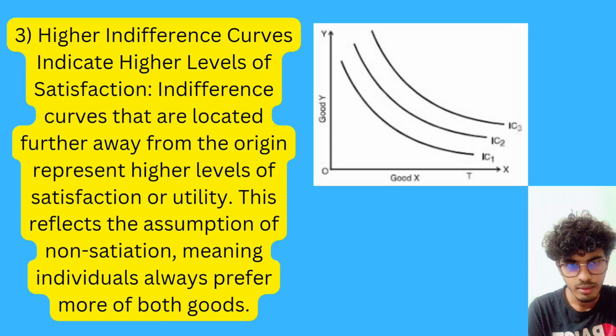Property number 3 is that a higher indifference curve indicates a higher level of satisfaction. Indifference curves that are located further away from the origin represent higher levels of satisfaction or utility. This reflects the assumption of non-satiation, meaning individuals always prefer more of both goods.